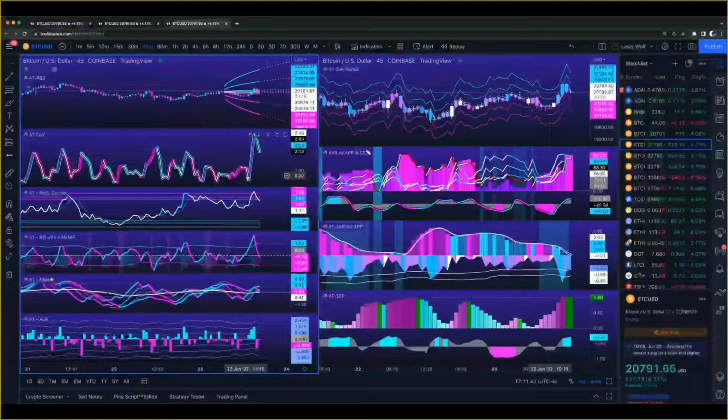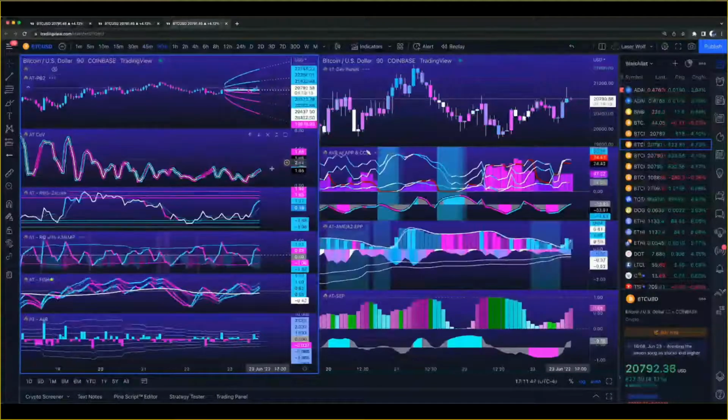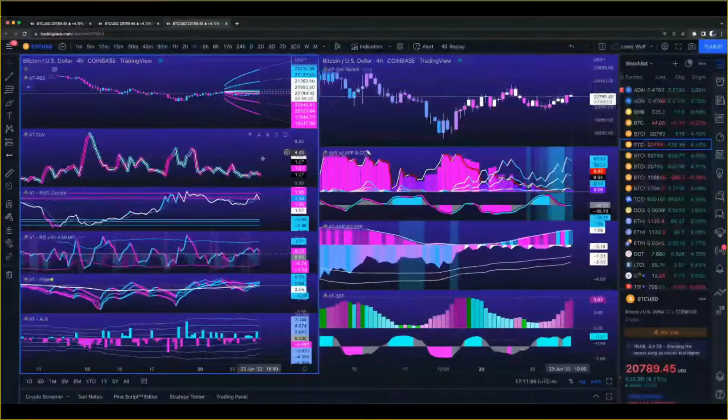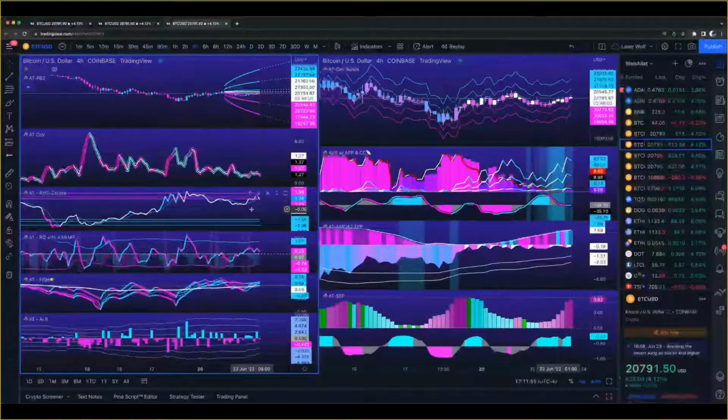45-minute had a map, just whoop, big outlier. 90-minute, that's what I'm saying. We'll see what happens here, because I was looking at like 90-minute. What was the 4-hour doing? 4-hour, the Z-score is on the top.